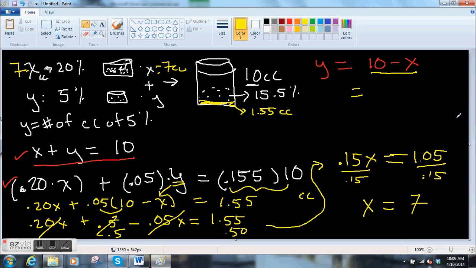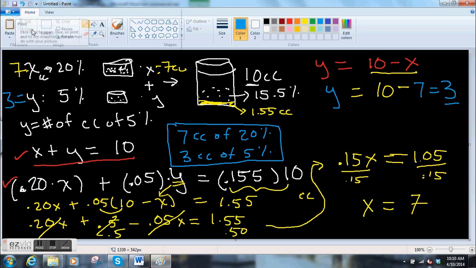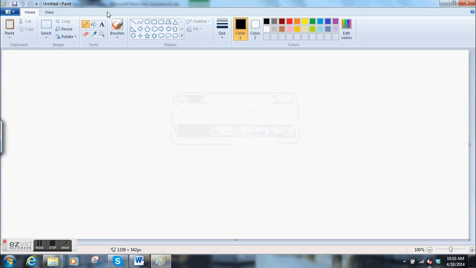But if you didn't know that, you could plug x equals 7 in here. I'll switch to blue. y equals 10 minus 7 equals 3. So we are saying, as our final answer, that we want 7 cc's of the 20% solution and 3 cc's of the 5% solution. And in case you got an answer and you have time on your test and you're sitting there thinking, I don't know that that's right, I will show you how to check this answer to show you that you are correct. New paint page.